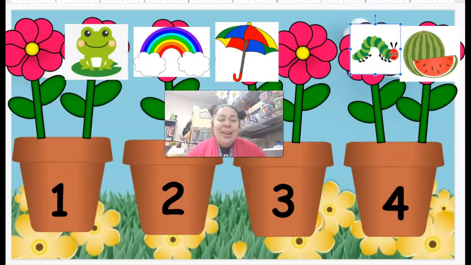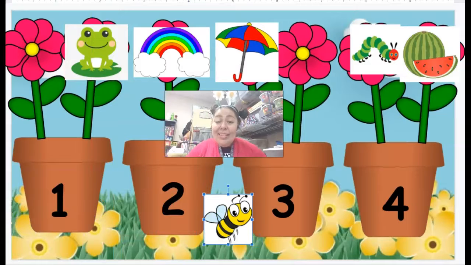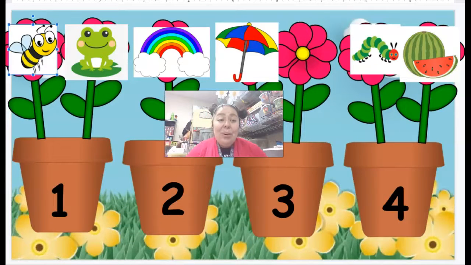There we go. And finally, our last word is a bee. Let's see how many syllables the word bee has. Hand up, fingers ready. Bee. Just 1. And here's my pot with number 1. Let me move that bee over on top of this flower.